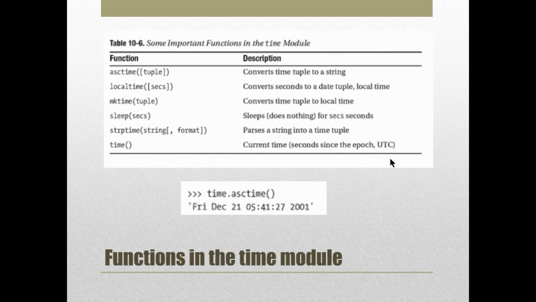The time library also has some other functions. If we pass in a time tuple to asctime, it will convert that tuple into a human readable string. We can also pass in a number of seconds to localtime, and it'll convert those seconds to a date tuple. And we have a time function which returns the seconds from the epoch.